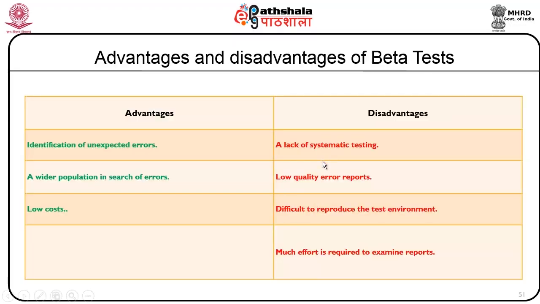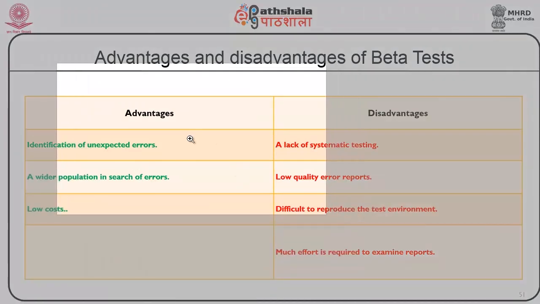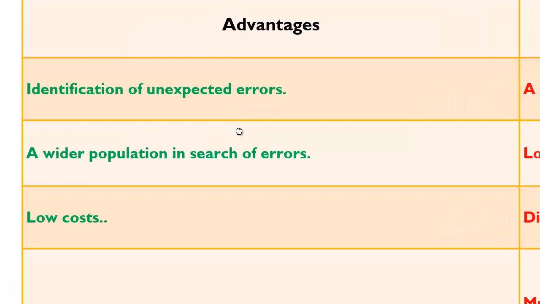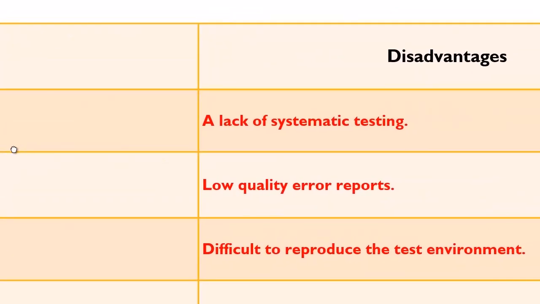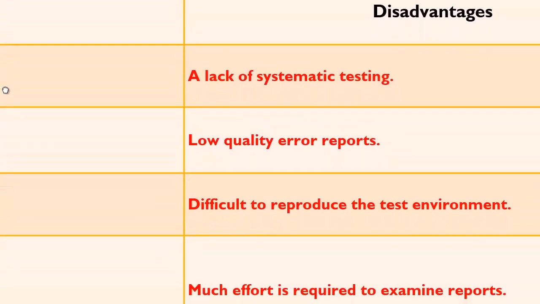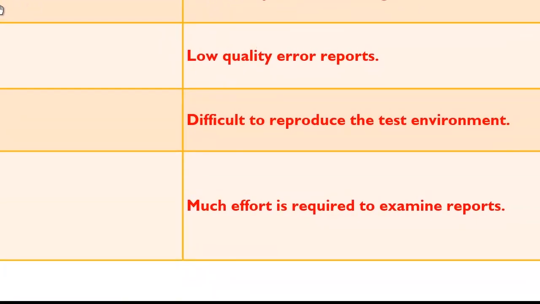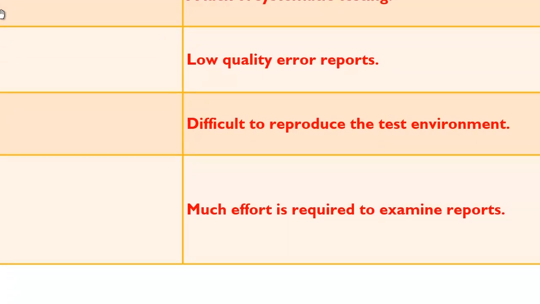Advantages and disadvantages of beta tests. Advantage: identification of unexpected errors, a wider population in search of errors, low cost. Disadvantage: lack of systematic testing, low quality error reports, difficult to reproduce the test environment, much effort is required to examine reports.